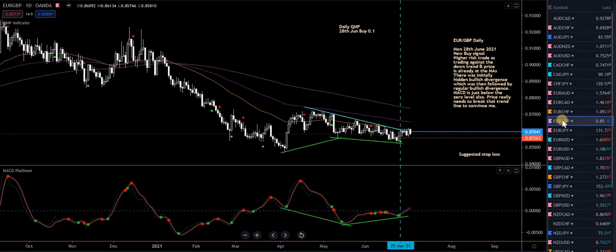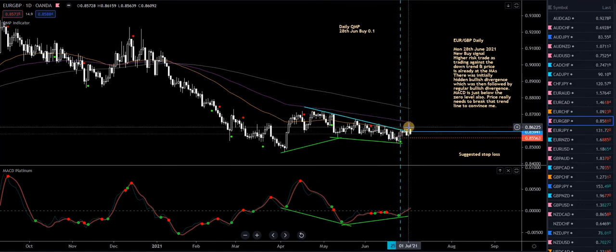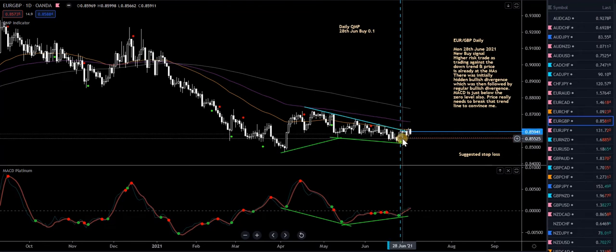Euro pound. We're in a buy here. It really didn't break this trend line I drew across the lows here. It popped up, but then on Friday came down. So in the meantime, I'd moved the stop up below this.